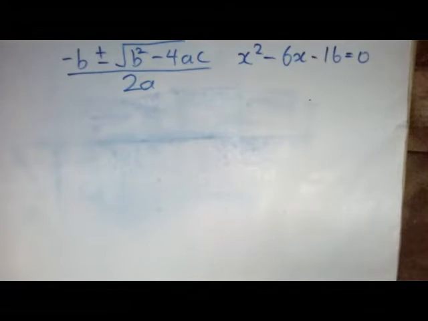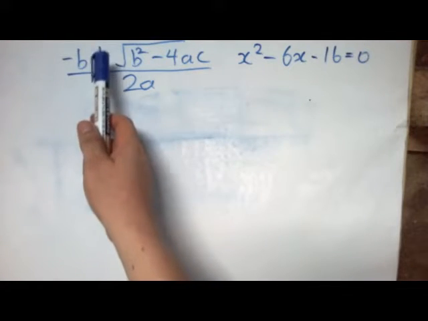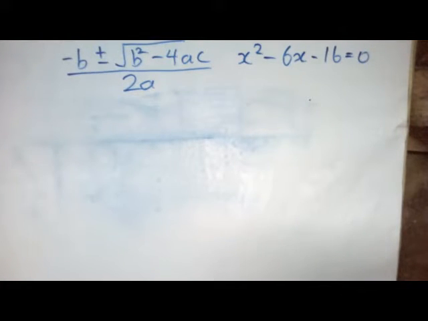In solving quadratic equations using the formula method, the first step is to understand the formula. The formula is not too difficult, it can be mastered. As you can see on our whiteboard, the formula is minus b plus or minus the square root of b squared minus 4ac, all over 2a. Now, why do we have plus and minus at the same time here?